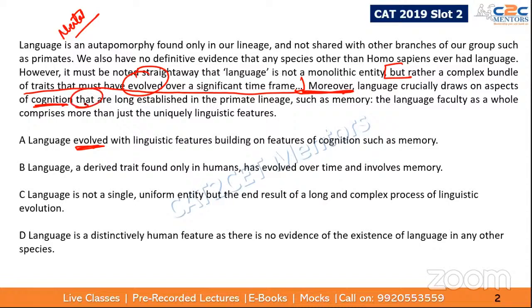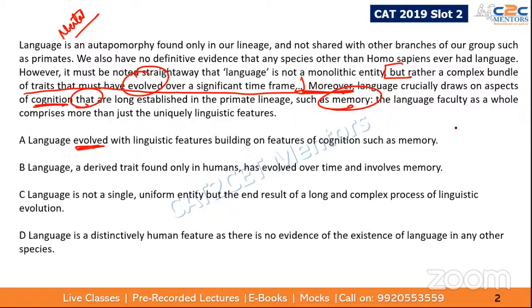You know that, always remember, "that" is nothing but a relative sort of thing. It's a kind of relative clause, right? So if you look at that are long established in primate lineage, such as memory. Beautiful. So I've got a couple of keywords: I've got evolved, I've got cognition, I've got memory.